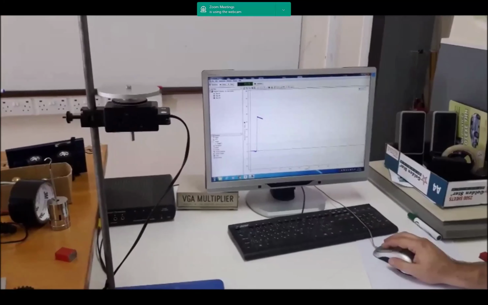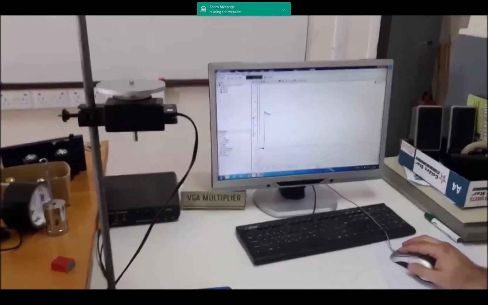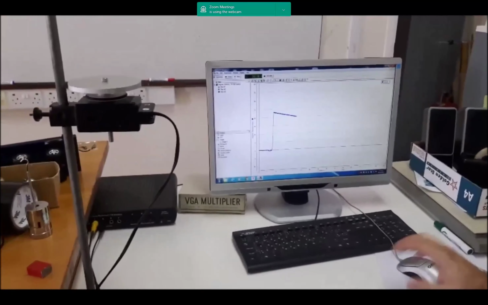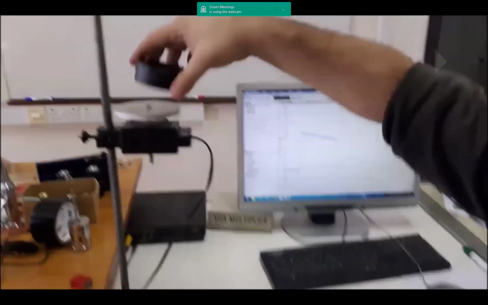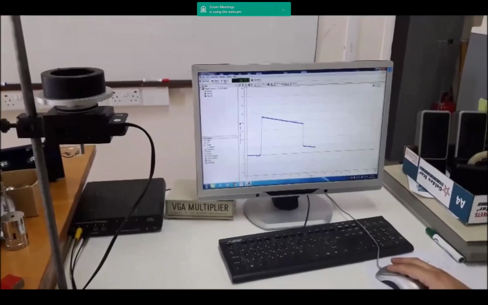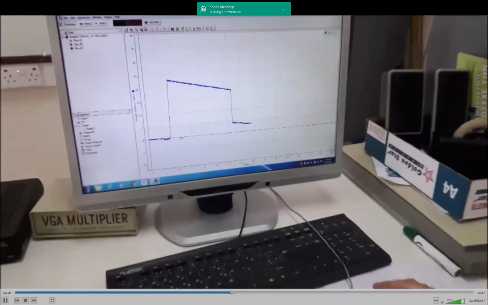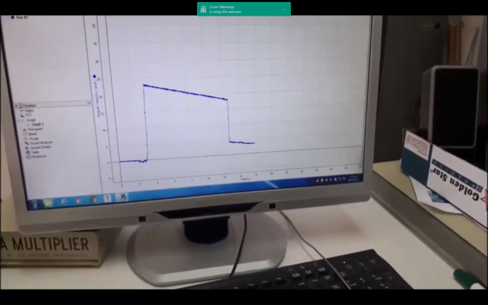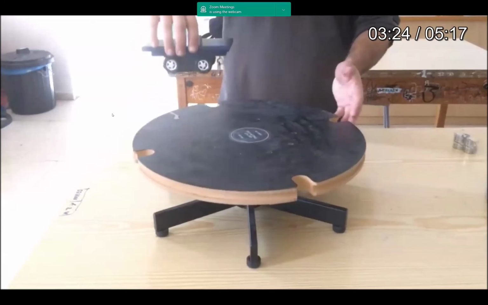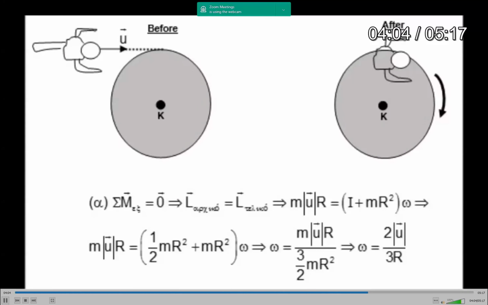Disk is rotating, you keep one more disk on top of it. That is a computer program. It is showing omega with time. There is a little friction, so it is slowing down. You suddenly put a disk on top of it, the omega drops. So this is I1 omega 1 is equal to I2 omega 2. And this is also interesting.